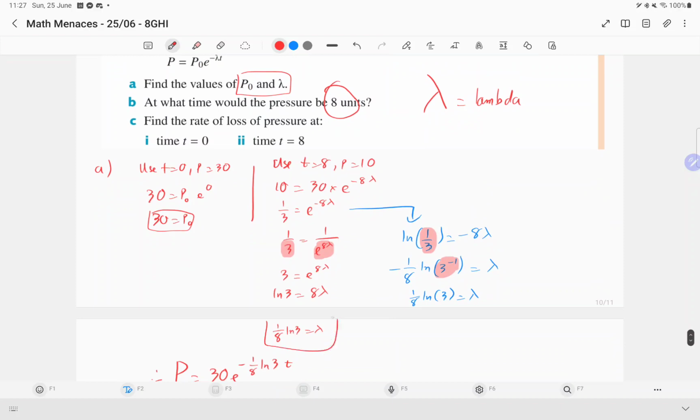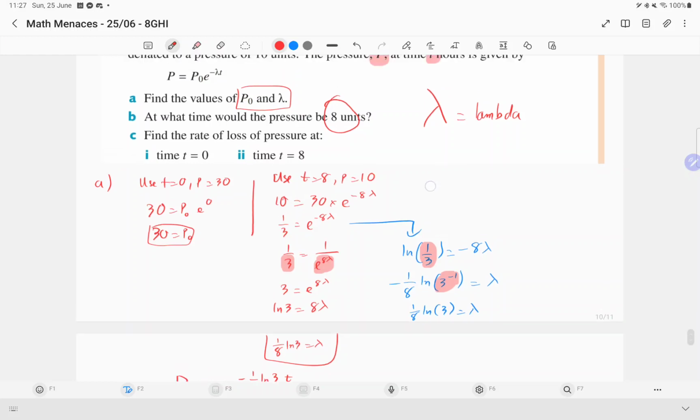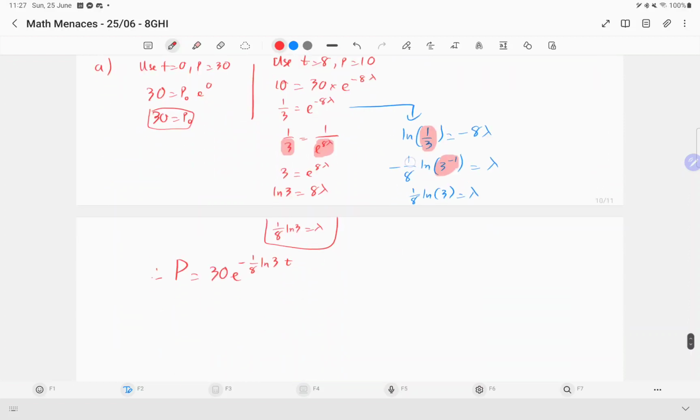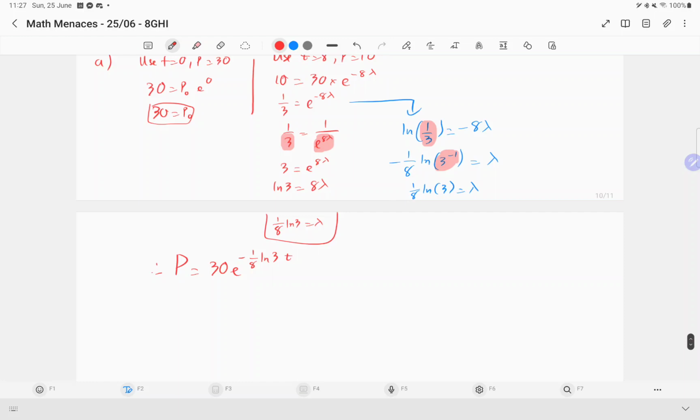So once you found lambda, I prefer to write the final equation with the p0 and lambda in it. And then at what time would the pressure be 8? What do we do? Substitute in 8 for p. Yeah, substitute 8 for p and solve for t. Now, solving for t is not going to be that straightforward.